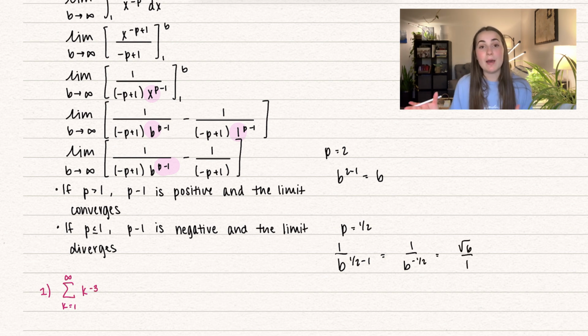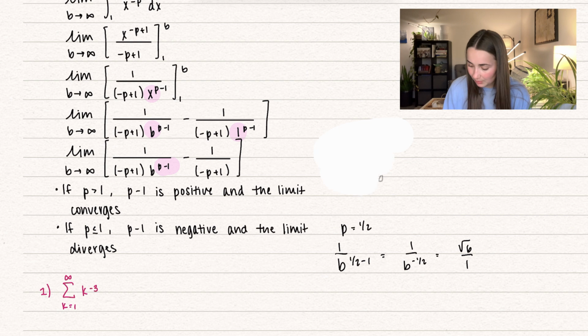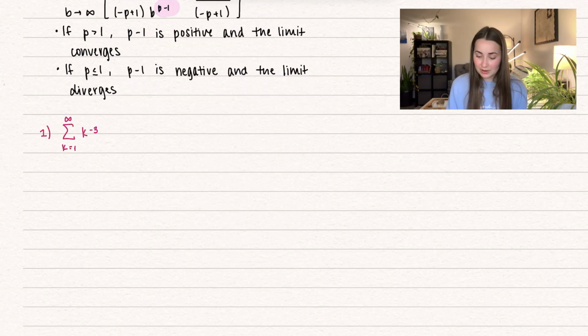So what happens is that infinity goes to the numerator. And when it's in the numerator, it's going to diverge. So let's go ahead and go through some examples of this. First, we have the summation k equals 1 to infinity of k to the negative 3.